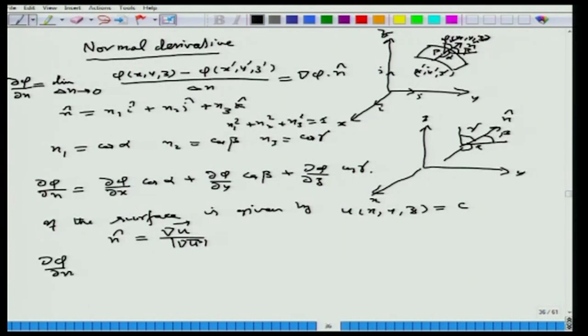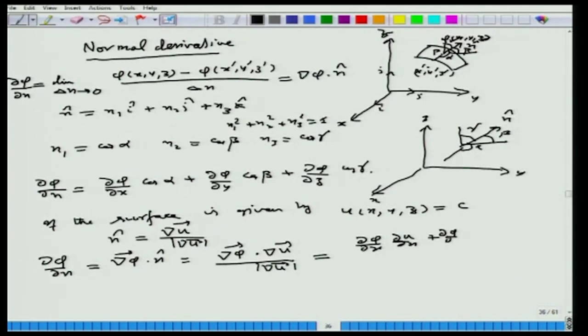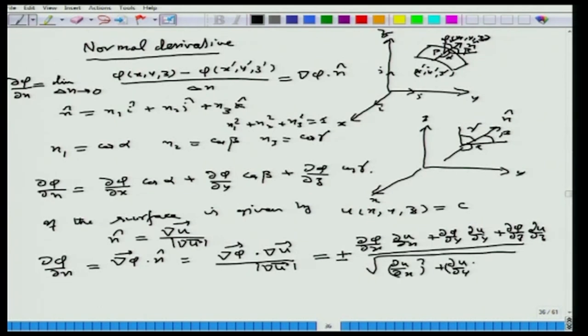So, ∂φ/∂n is the gradient of φ dot n cap. So, that will be gradient of φ dot gradient of u over the magnitude of gradient of u. In component form, this is ∂φ/∂x ∂u/∂x plus ∂φ/∂y ∂u/∂y plus ∂φ/∂z ∂u/∂z, over the square root of (∂u/∂x) squared plus (∂u/∂y) squared plus (∂u/∂z) squared, with a plus or minus sign.